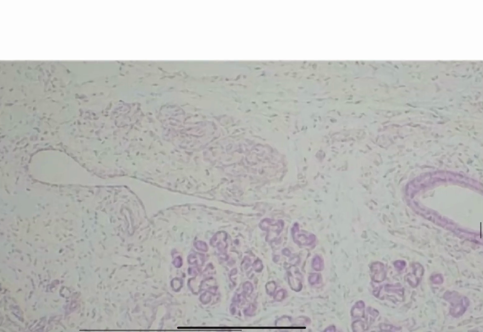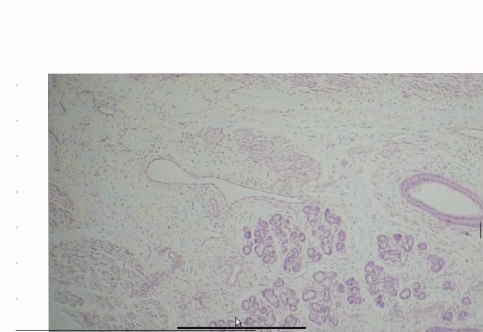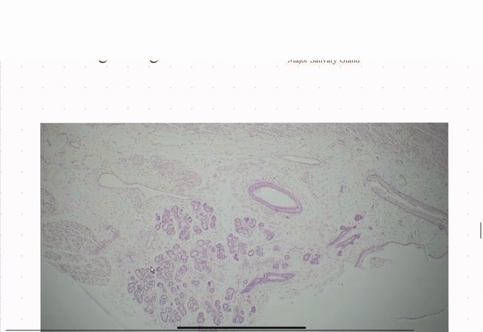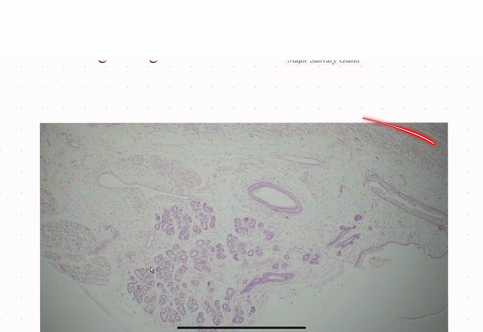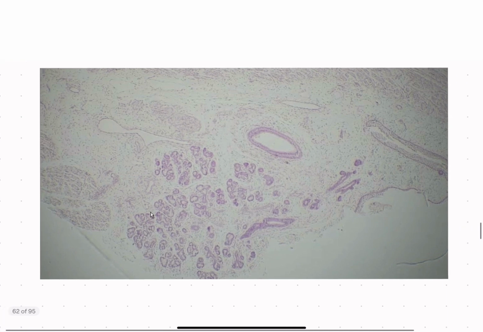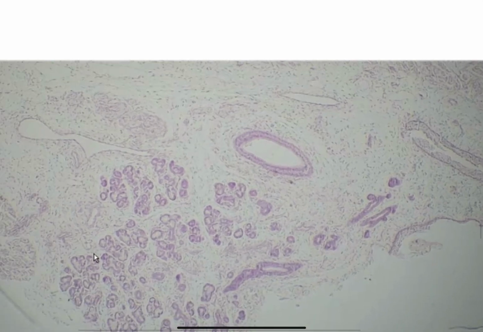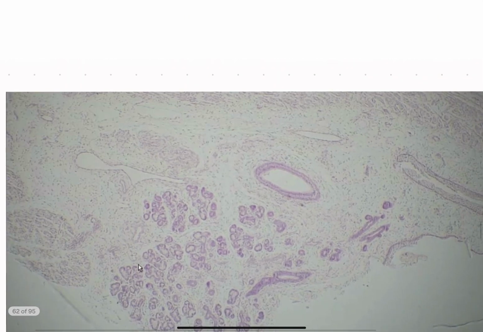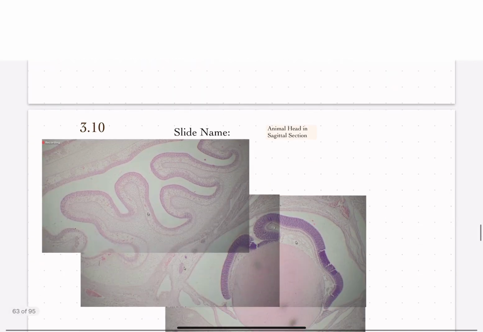We have these things which kind of look like nerve fiber bundles, but I don't want to venture out to say that. But we do have some nerve fiber bundles in this slide. I just can't find them right here because it's such a light scope. So yeah, I think that's it for this slide.